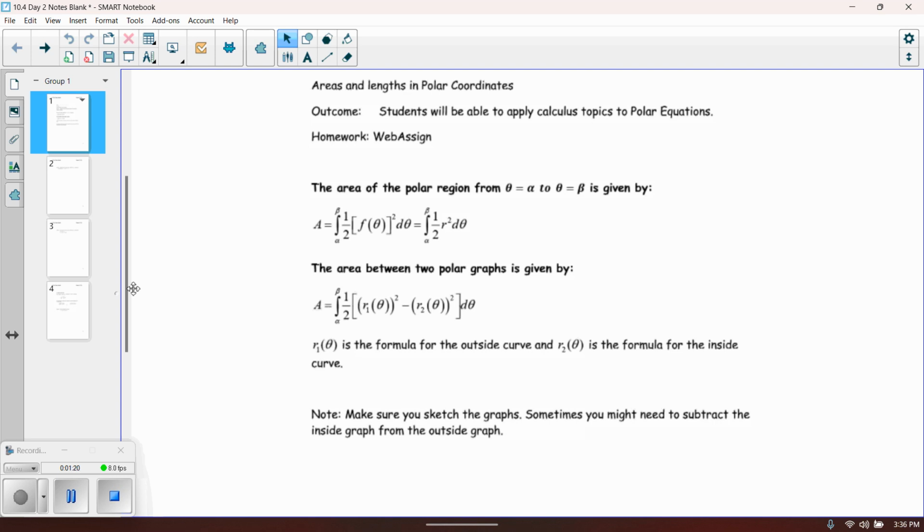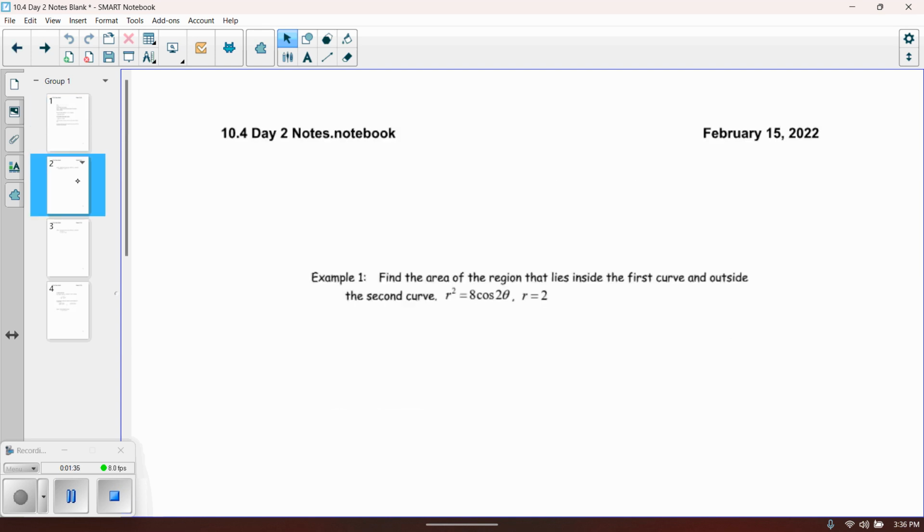Okay. And obviously, if you need to sketch the graphs or use your calculator to do the graphs, then that's a good thing to start with. The rest of it we should be able to do by hand, unless they just can't be done by hand, then we'll use the calculator. All right, so let's go ahead and look at example 1.